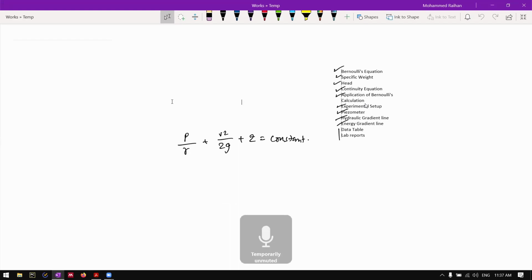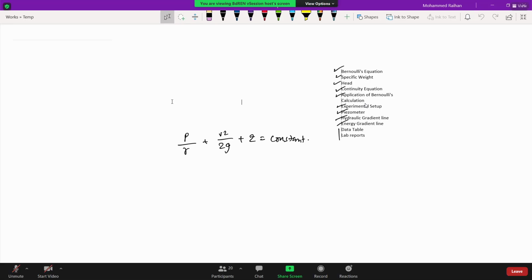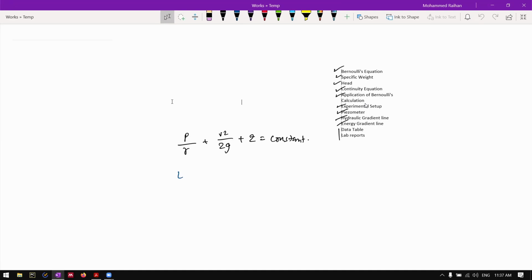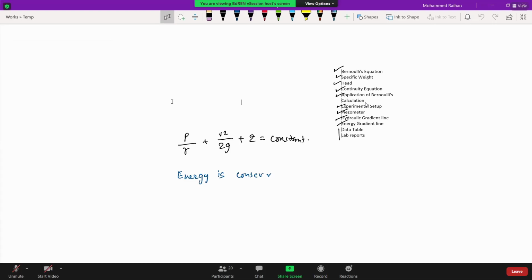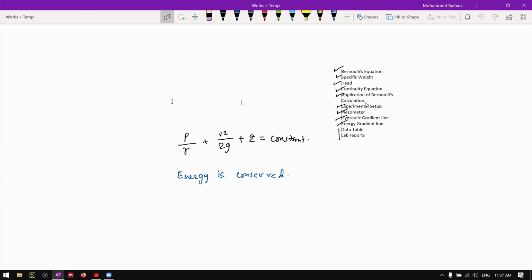Okay, Bernoulli's equation, it might look complex to you at first, but it is nothing but saying energy is conserved. It's simply saying energy is conserved. It's very simple, right?